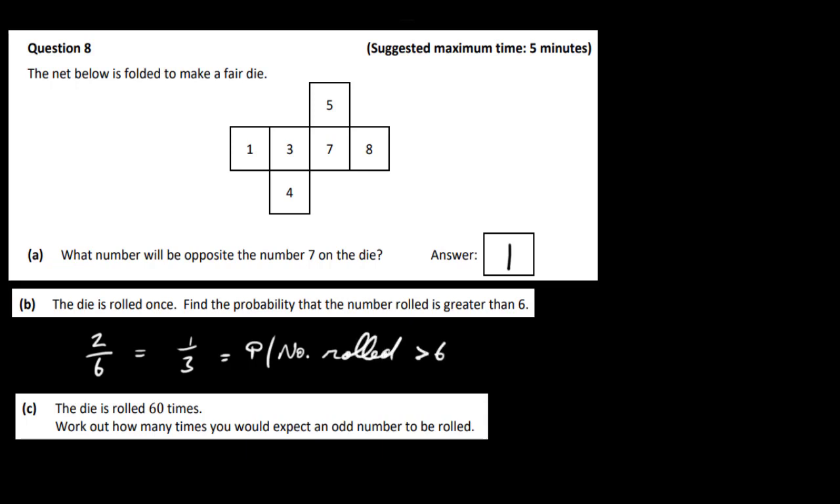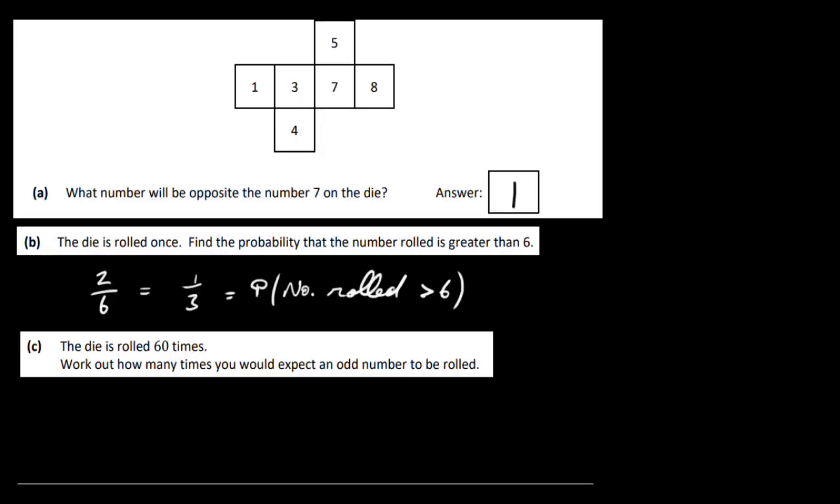Okay, so looking at part C here, we are asked to work out how many times you would expect an odd number to be rolled if we roll the die 60 times. So we have 6 sides here, so it's going to be something over 6 is going to be the probability of rolling an odd number. And we have 1, 3, 7, and 5 are our odd numbers, so we have 4 odd numbers. So the probability of rolling an odd number is going to be 4 out of 6.